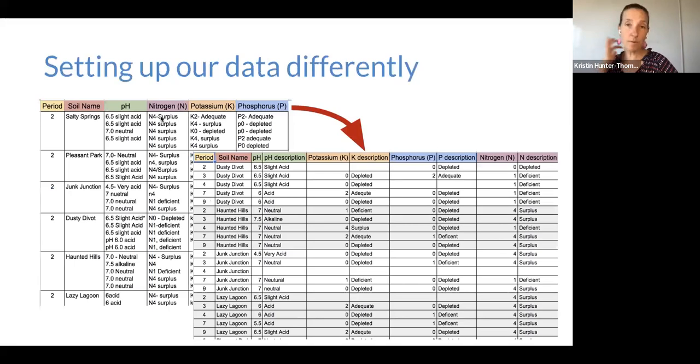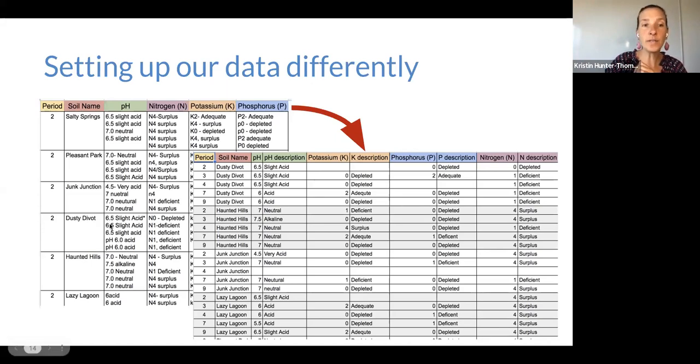So we need to think about the initial how we collect data, how we're writing it down, and then how we put it into our database programs, which like Google Sheets can function also as our graphing programs, though we'll explore that a little bit more. So we don't want to merge Salty Springs across all of these. Let me pick a different one. Dusty Divot. Across all of these 5 rows, we want Dusty Divot to show up 5 times.